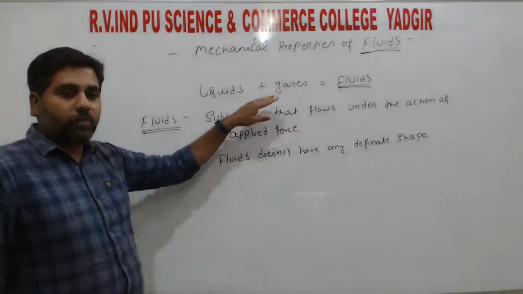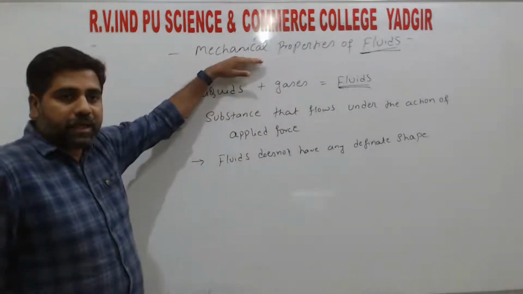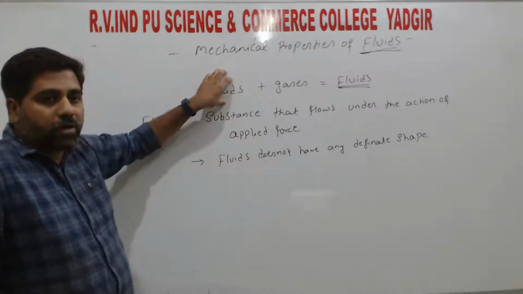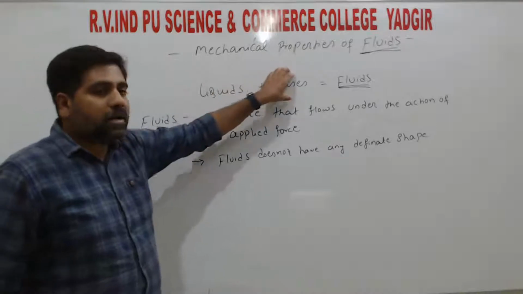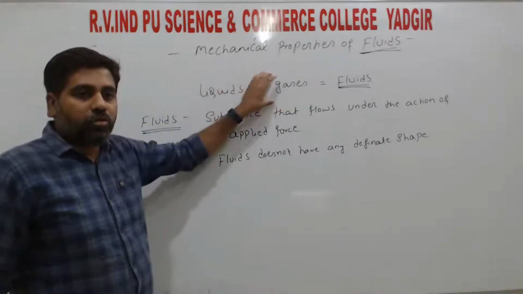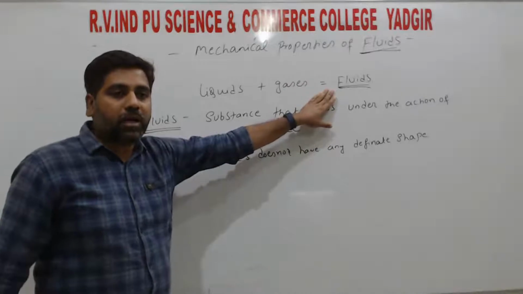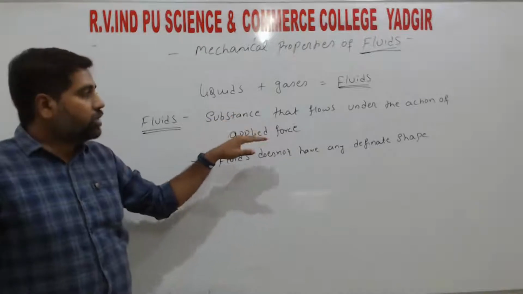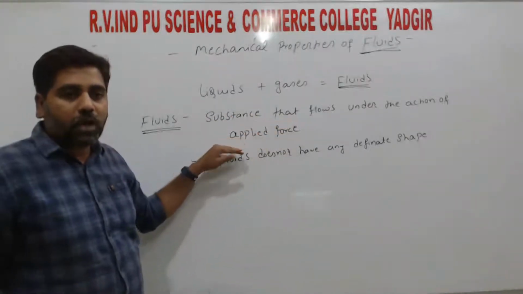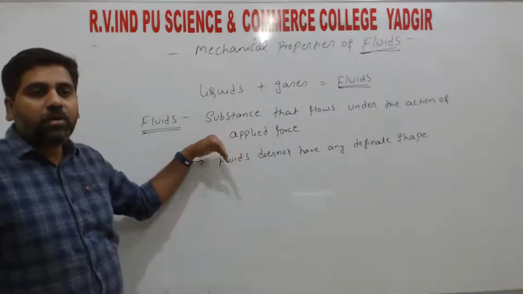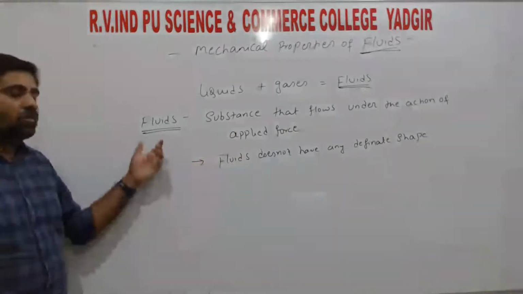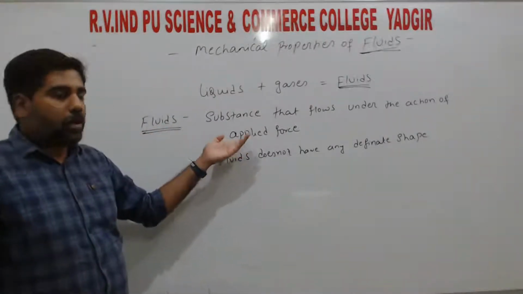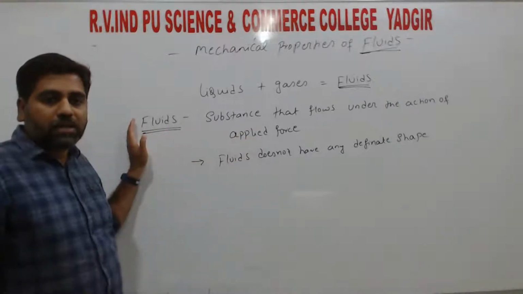So fluids are what we are going to study in this chapter, that is mechanical properties of fluids. Combined together, we are going to discuss liquids as well as gases. Together we have given one word, and that word is fluid, right? So how do we define fluid? Fluids are the substances that will flow under the action of the applied force. If a force is applied, they move, that means they flow. Such substances we call fluids. So substances that move under the action of the applied force, we call fluids, right?